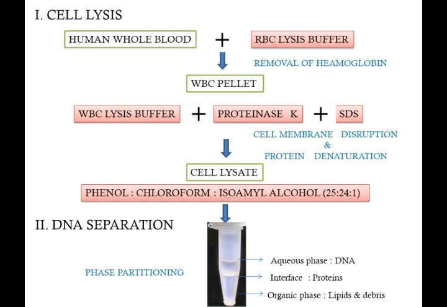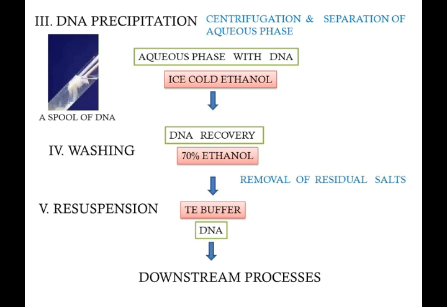A mixture of phenol chloroform isoamyl alcohol in the ratio of 25:24:1 is added to promote the partitioning of lipids and cellular debris into the organic phase, leaving isolated DNA in the aqueous phase. The denatured proteins form a middle layer between the aqueous and the organic phases.